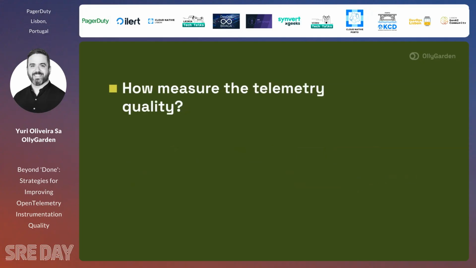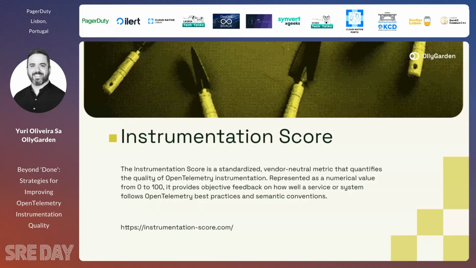So how do we measure the telemetry quality? Because I mentioned a lot of bad things that can happen in our telemetry, but how can I have this diagnostic? How can I measure if my telemetry is a bad one or a good one? In the very beginning of this year, now I believe it's new information, how many of you are familiar with the Instrumentation Score project? Yeah, none.